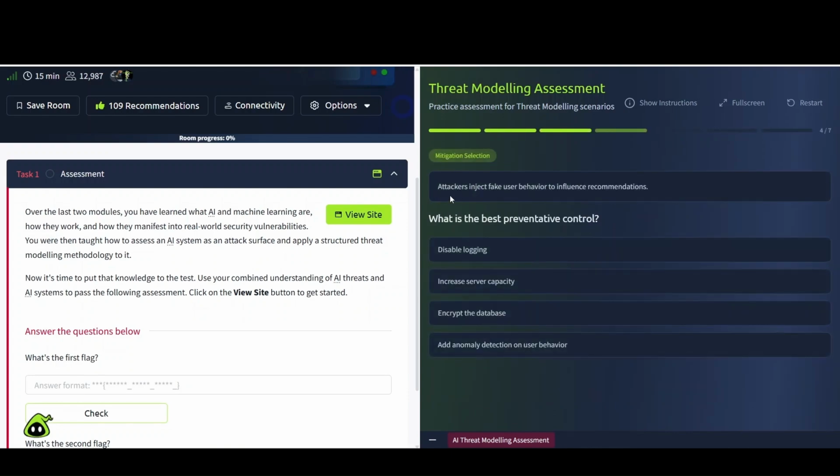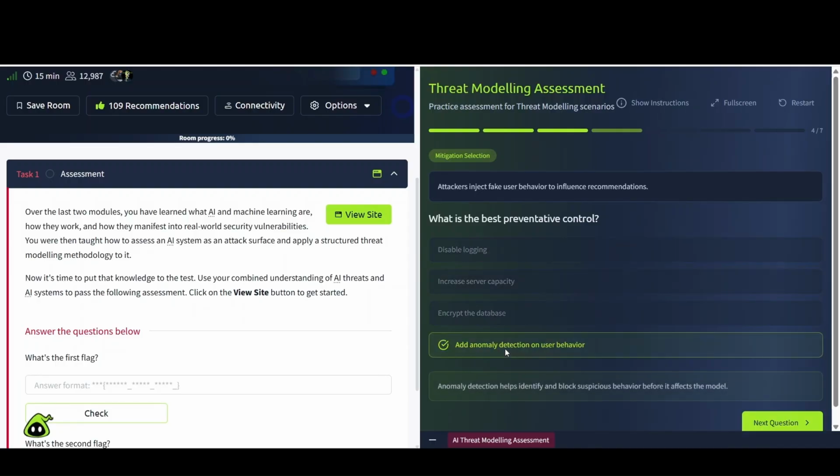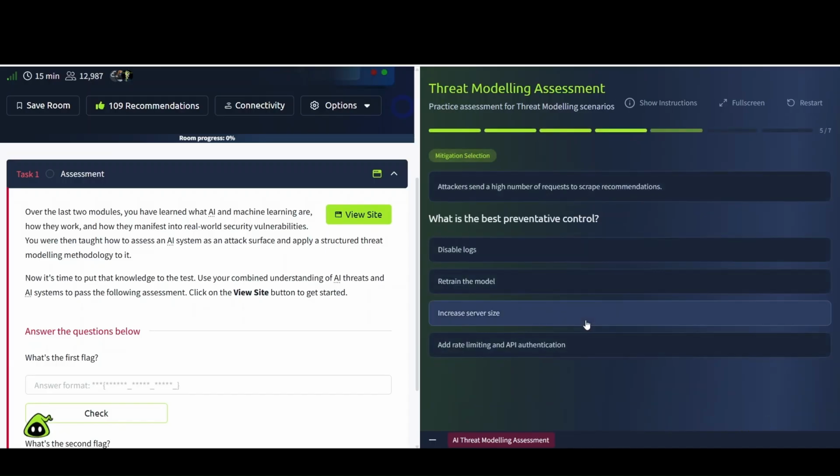Okay. Attackers inject fake user behavior to influence recommendations. What is the best preventative control? So you have disabled logging. I don't think it's that one. Increase server capacity. No. Encrypt the database. No. Add anomaly detection on user behavior. It says anomaly detection helps identify and block suspicious behavior before it affects the model. Okay, so that makes sense there. And let's look at the next one here.